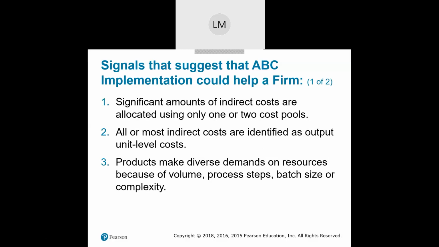Now, what are some signals that an activity-based costing system, if implemented, could help a firm? Well, first of all, significant amounts of indirect costs are allocated usually to only 1 or 2 cost pools, as we saw with Plastum. All or most indirect costs are identified as output unit level costs in the cost hierarchy. And we have a number of product diversity, so with that, we have diverse demands on resources because of volume, process steps, batch size, or complexity.